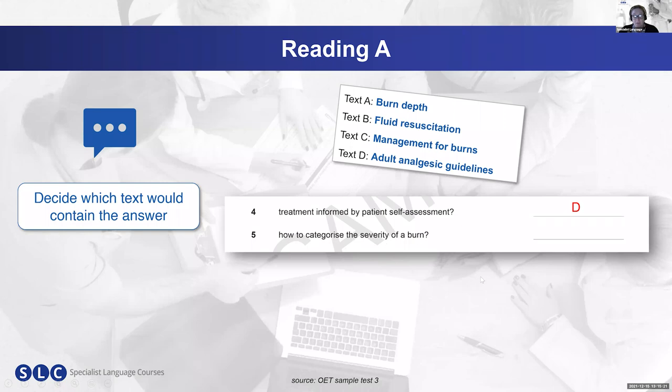How to categorize the severity of a burn, that's going to be A. Yeah, it was the partial thickness, et cetera, et cetera. All right.